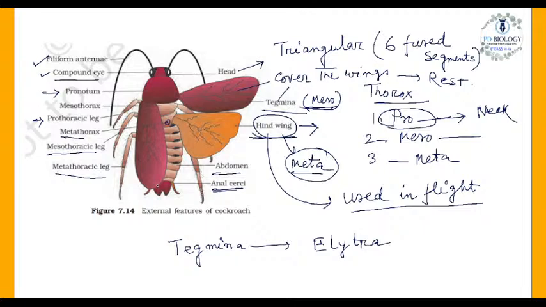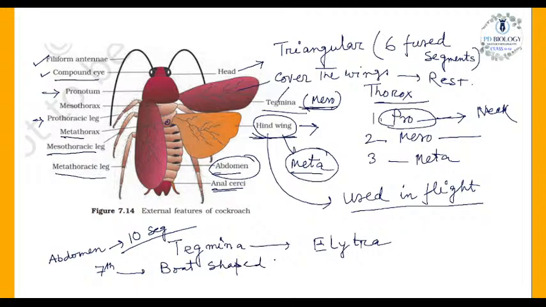Near the abdomen. So the abdomen part consists of ten segments. In female, the seventh sternum is boat shaped. The eighth and ninth sterna form the brood pouch, or the genital pouch.